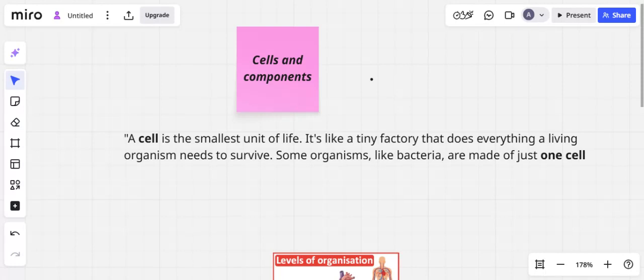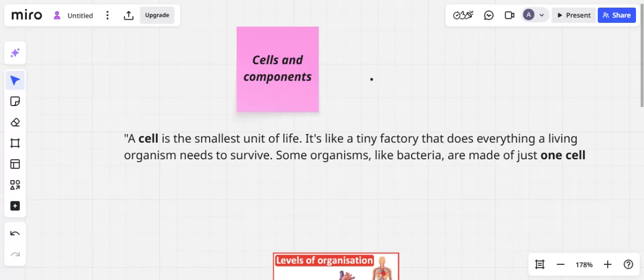Cells and their components. In today's lesson we are going to talk about what exactly cells are and how many components we have inside the cell, and then we are going to talk about their importance, like why we are learning about it. Okay, so without wasting any time, let's dive into that.